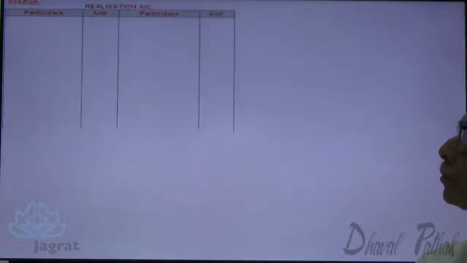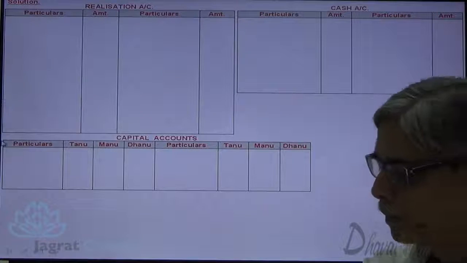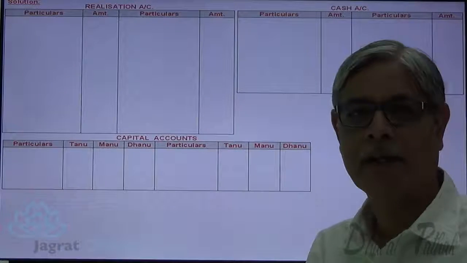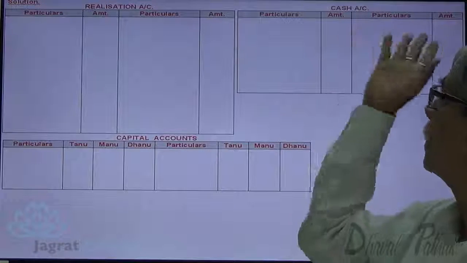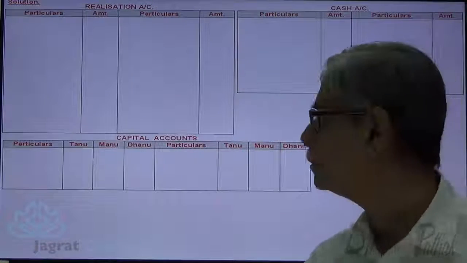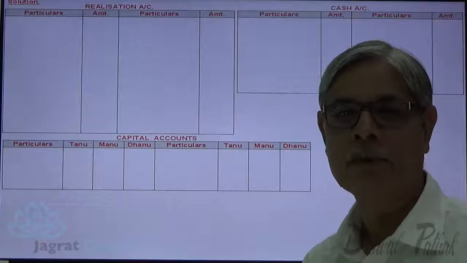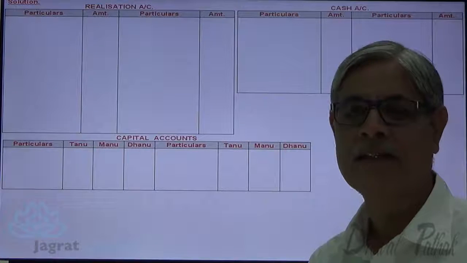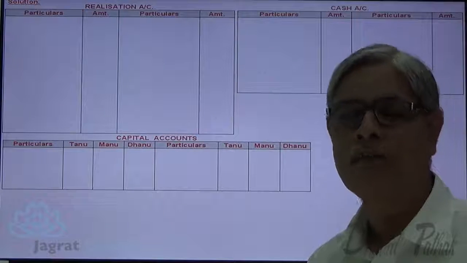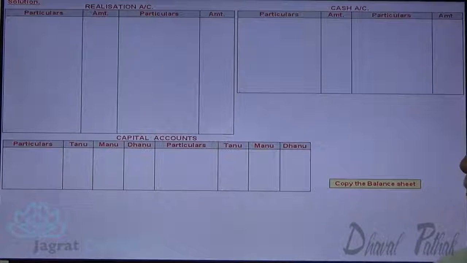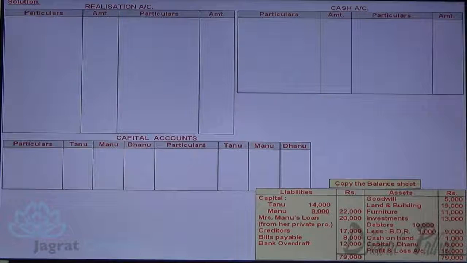Here I prepare the necessary accounts. Realization account, prepared to find out the profit or loss on realization and settlement of liability. Cash account, partners' capital accounts. First step for the purpose of solving the sum is to copy the balance sheet, meaning consider the details given in the balance sheet for accounting of dissolution. See, this is my balance sheet.